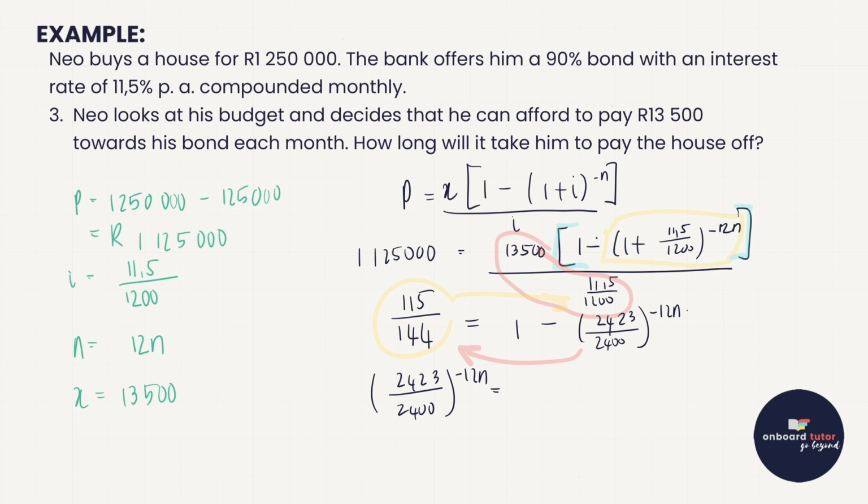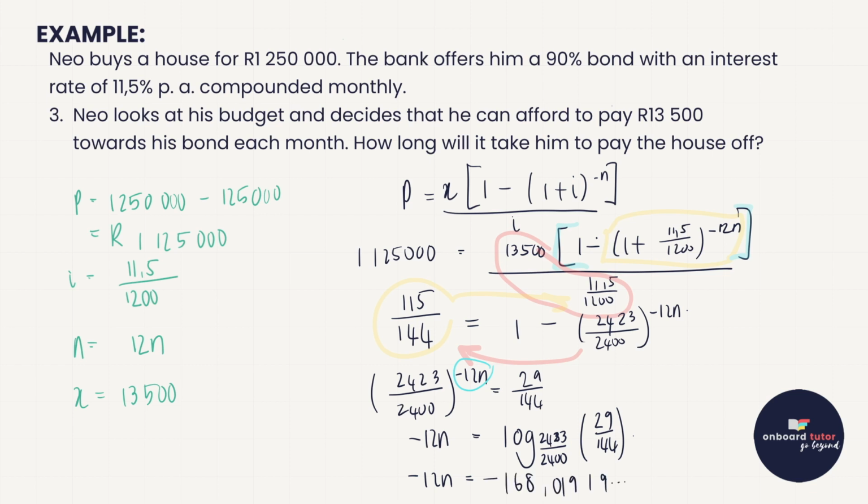And now we need to think back to our last video. If we want to know the unknown, or if the unknown is an exponent, we can then use logs. So we can say minus 12n is equal to log, the base stays the base, so 2423 over 2400, and then of the number 29 over 144. Okay, and that's going to give us an answer there. So minus 12n is equal to, let's work that out. Okay, so then we have minus 12n is equal to minus 168 comma something. We don't round off yet because it's not our final answer.